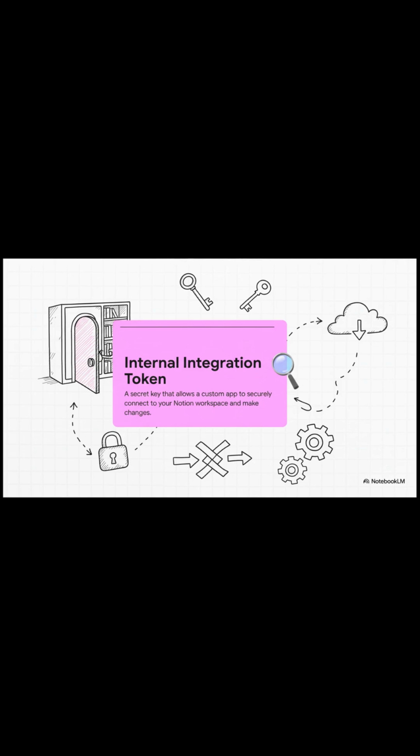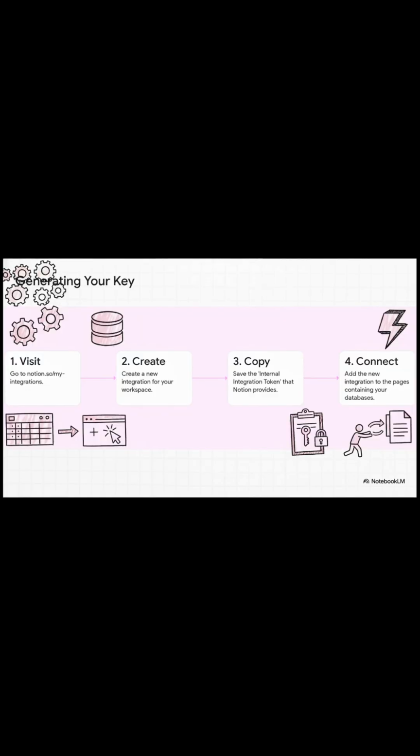Now, to use this secret passageway, we're going to need a special key. Notion calls this an internal integration token. You can basically think of it like a password that you create specifically for this one automation, giving it permission to get in there and work its magic on your behalf. And generating this key is super easy. It's a quick one-time setup inside your Notion settings. You just go to your integrations page, tell it to create a new one, copy that secret token it gives you, and then, and this part's really important, you have to share the Notion pages that your databases are on with that new integration. That is the first critical step.